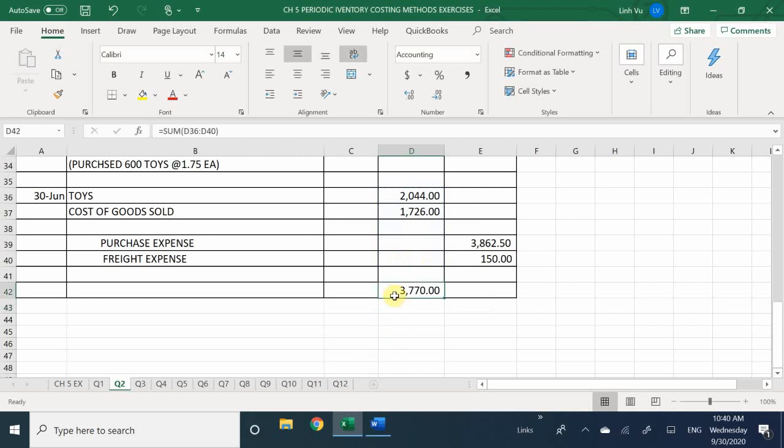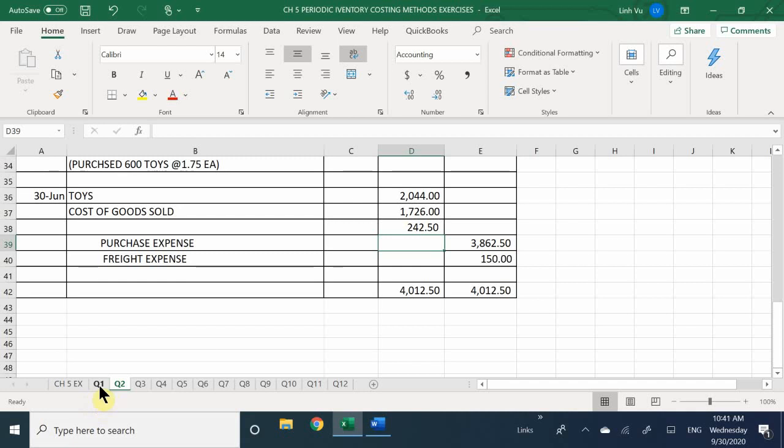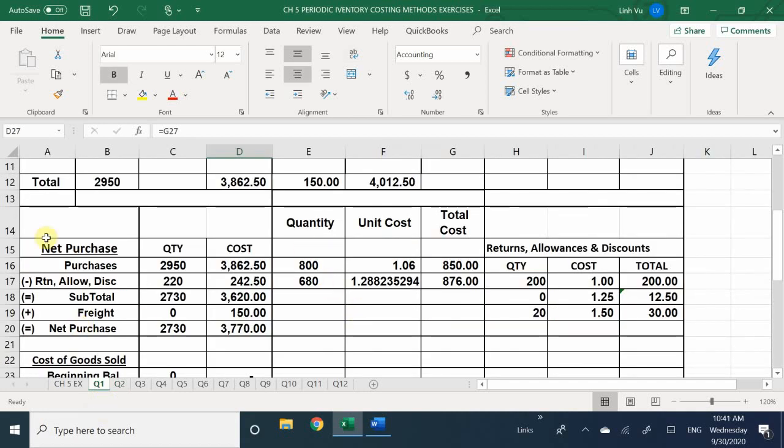so I got 3,770 on the debit side, and I have a total of 4,012 on the left side. So what am I going to be missing here? I'm going to be missing a total of $242.50. Ding, ding, ding. Where do we see that number occur? Oh, it's our returns and allowances.